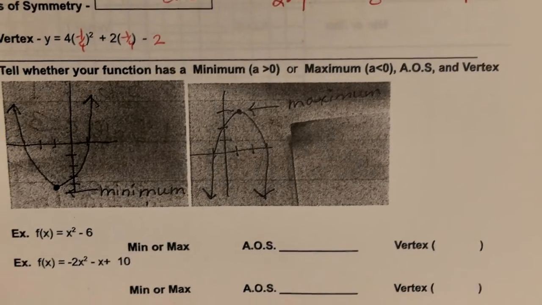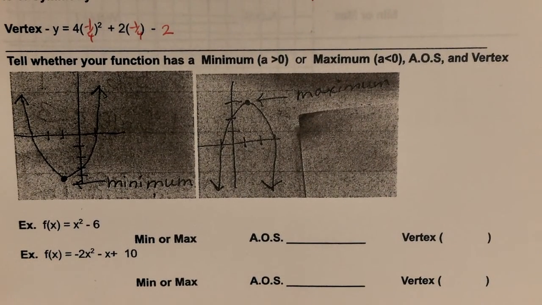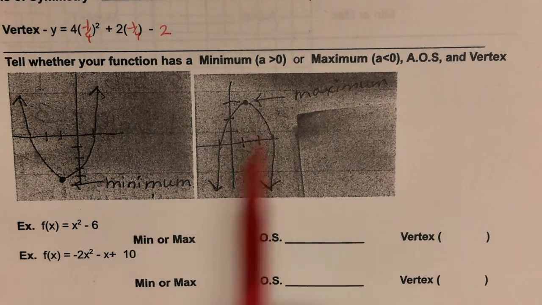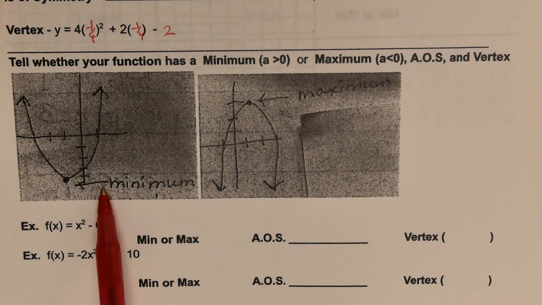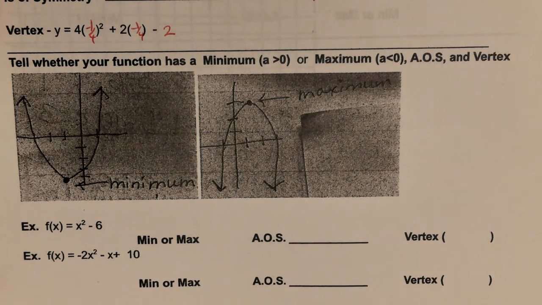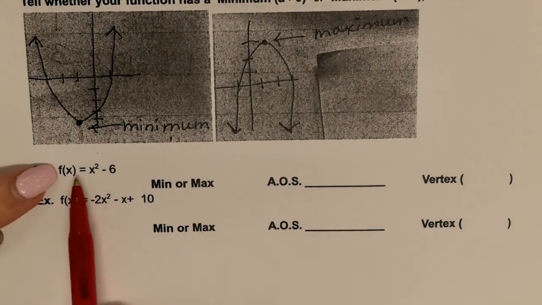All right, at the bottom, tell whether your function has a minimum or a maximum. Guys, if it's a minimum, look right here, it's a happy face. If it's a maximum, it's a sad face. All right? And I want you to find the axis of symmetry and vertex. So everybody look at the first example.